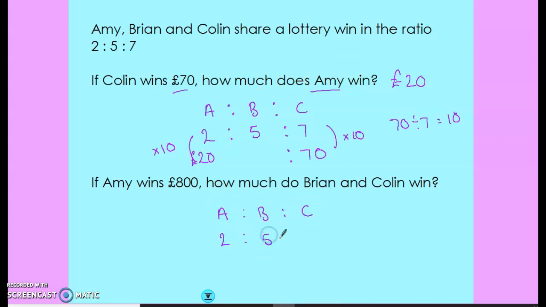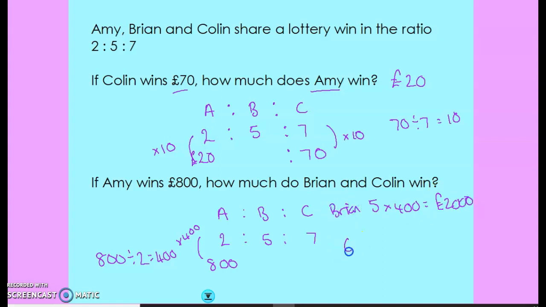My ratio is still 2 to 5 to 7. So Amy wins £800. I'm going to do 800 divided by 2 because they're the two things about Amy, which is 400. So for Brian, I'm going to times 5 by 400. Brian wins £2,000. Colin, 7. So I'm going to do 7 times the 400. So Colin wins £2,800.